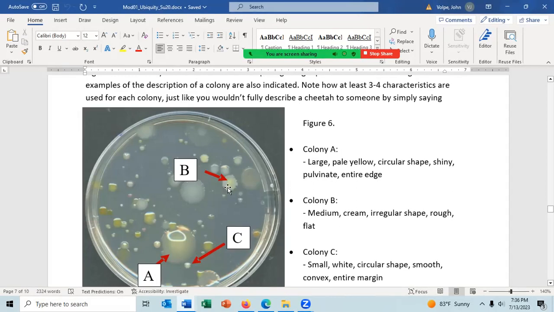Colony B, this one will be easier. It's a medium-sized colony. Cream in appearance, meaning it's not pigmented. Irregular in shape, I agree with that. It's a rough colony. That one is hard to tell from this photograph. And flat, it's impossible to tell from this photograph.